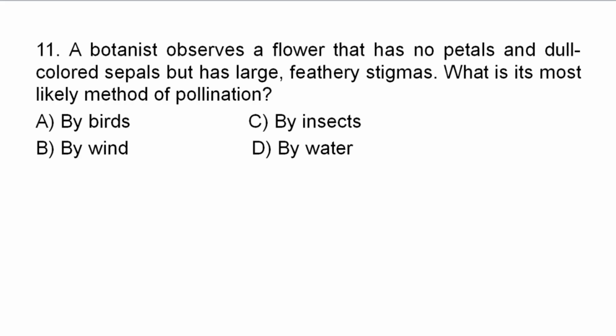Question 11. A botanist observed a flower that has no petals and dull-colored sepals, but has large feathery stigmas. What is the most likely method of pollination? A, by birds. B, by wind. C, by insects. D, by water.